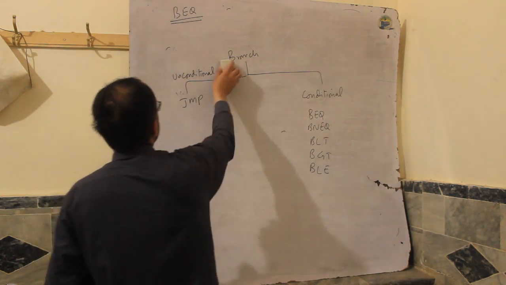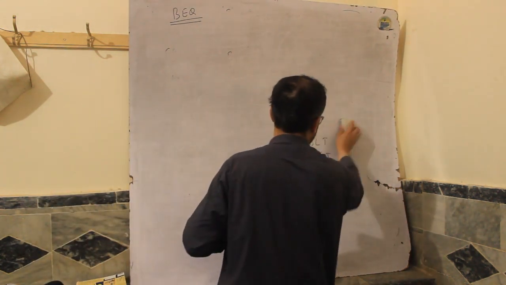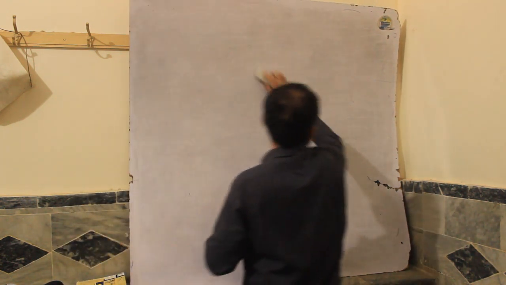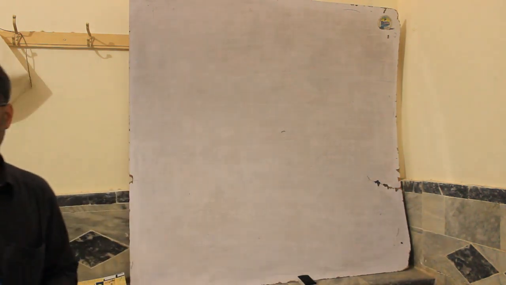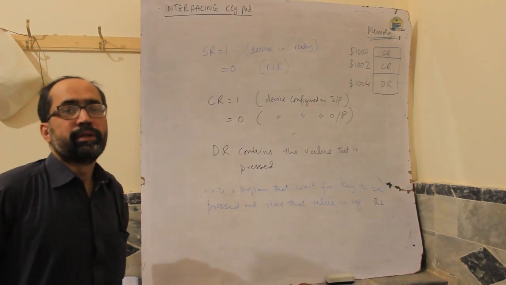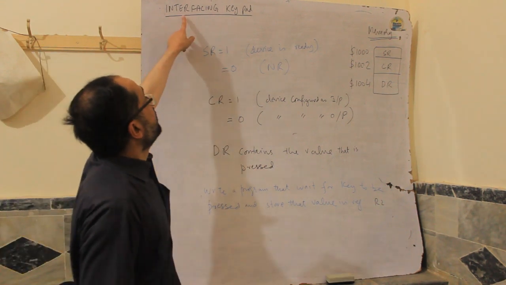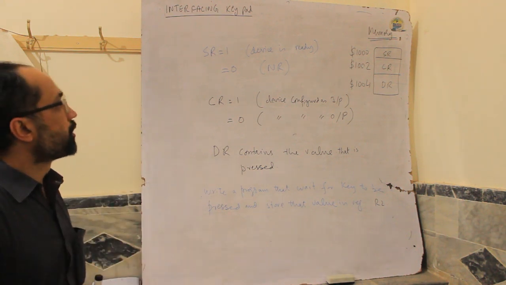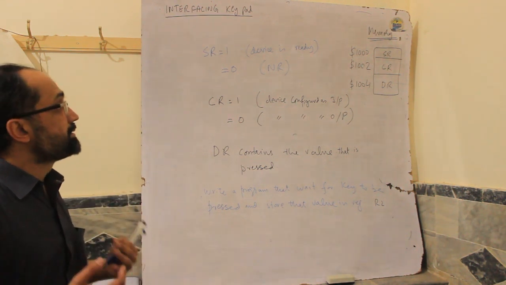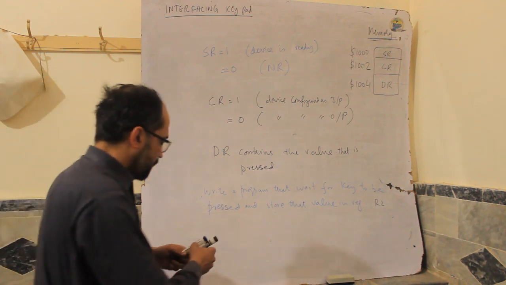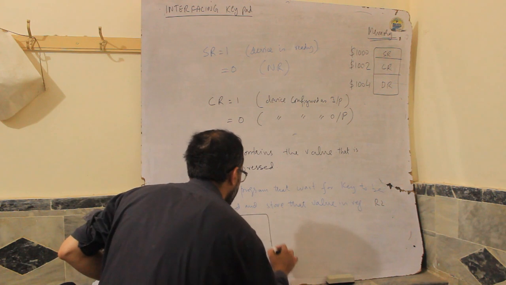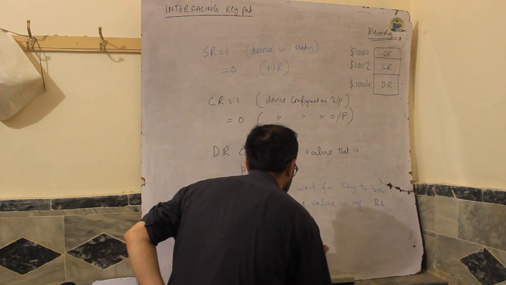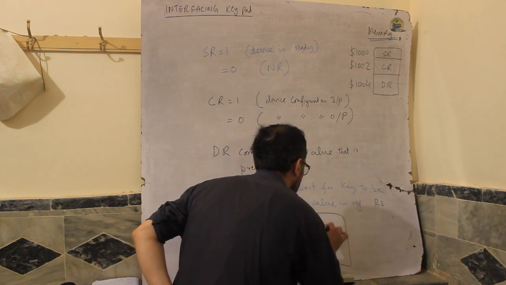Okay, so now we proceed further. Now we will study how we can interface a keypad with a microprocessor or microcontroller. Let's assume a scenario that a microcontroller or microprocessor is interfaced with a keypad or keyboard.